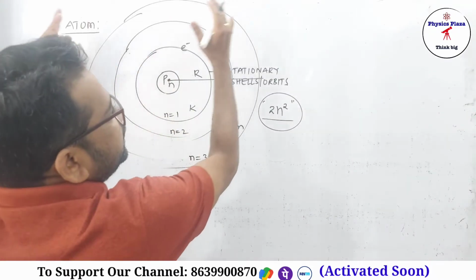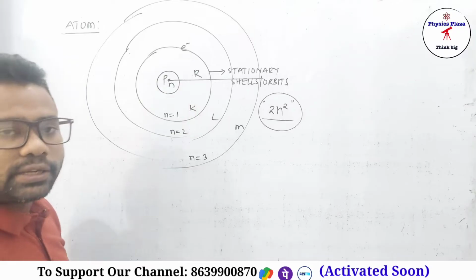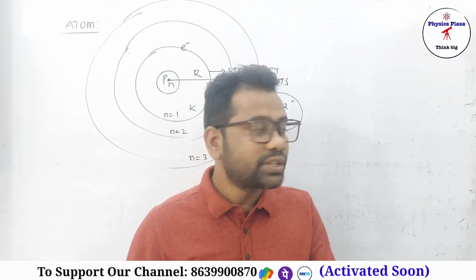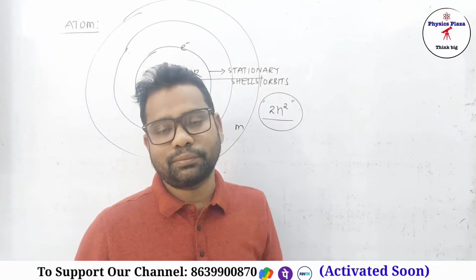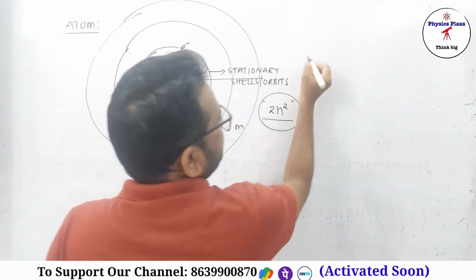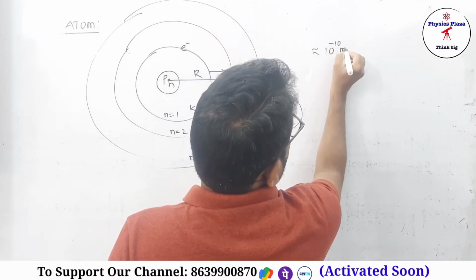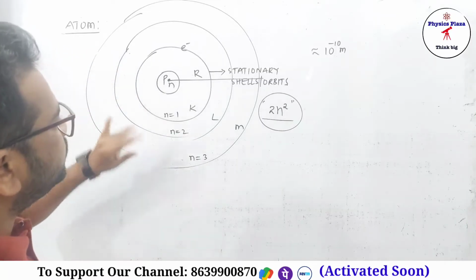If the number of shells increases, obviously the radius increases. As the radius increases, the atomic size also increases. Is it clear? Fine children. The size of the atom is measured in terms of angstroms. On average, the size of the atom is 10 power minus 10 meters. Clear? Fine.